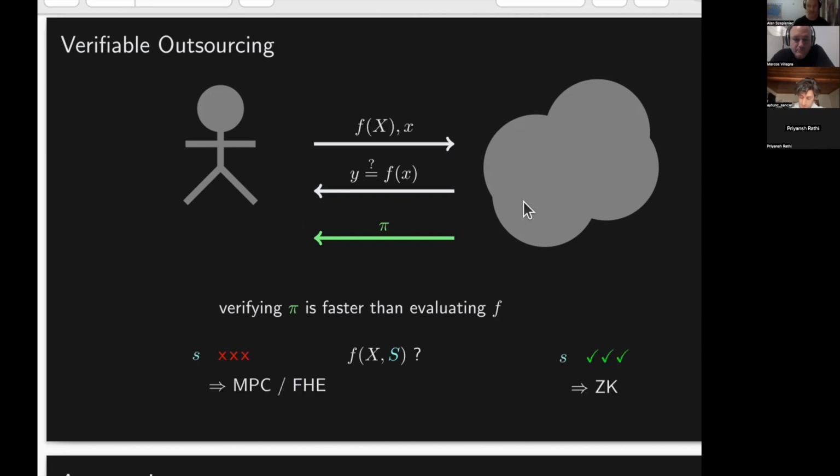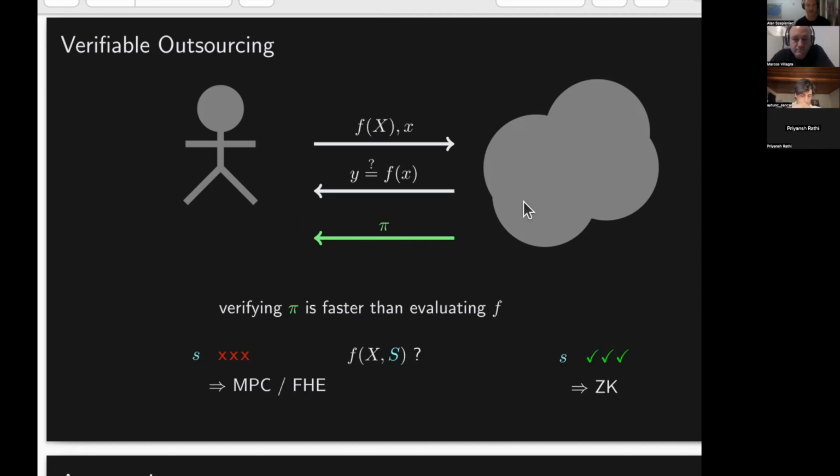If s lives on the cloud, yes, then we can totally apply a proof system, and it will be a zero knowledge proof system, and it goes through no problem. But if you, the outsourcer, know s and you're not allowed to reveal it to the rest of the world, then we have a problem. And in this case, we cannot use just zero knowledge proofs, and we have to rely on multi-party computation or fully homomorphic encryption instead.